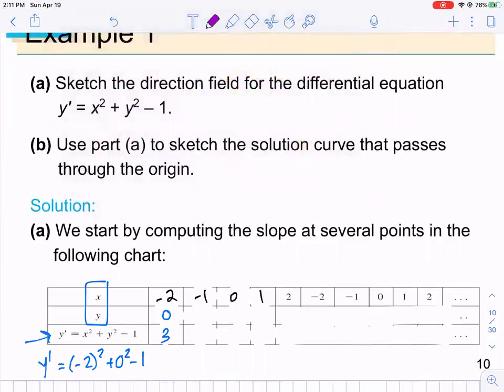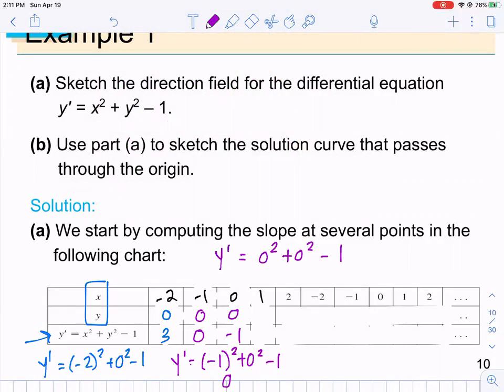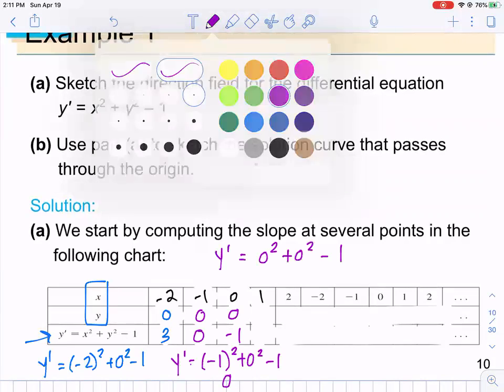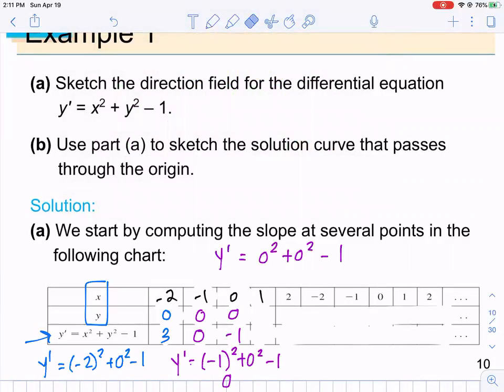So the next one is going to be -1. So y prime equals -1 squared plus 0 squared minus 1. That's going to be a slope of 0. The next one, we're going to do 0, 0. So y prime equals 0 squared plus 0 squared minus 1. So our slope is -1. And then they just go on like that.